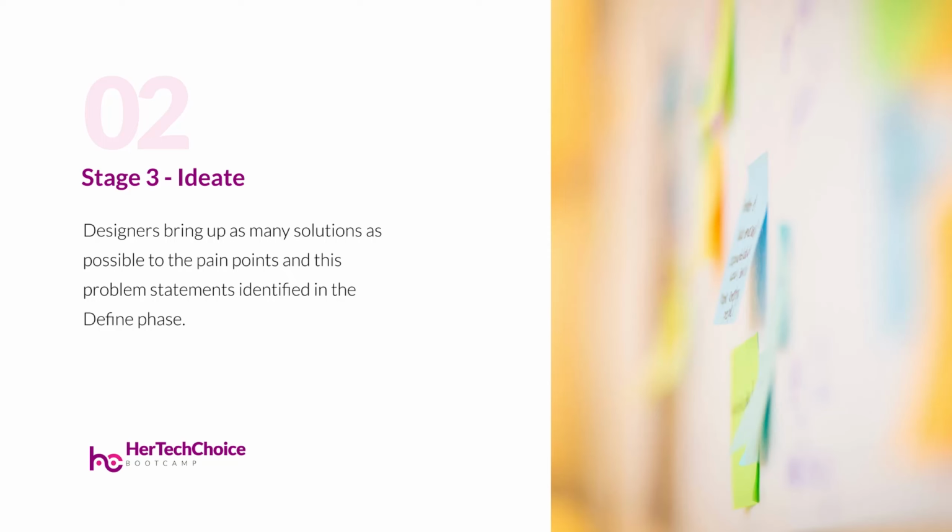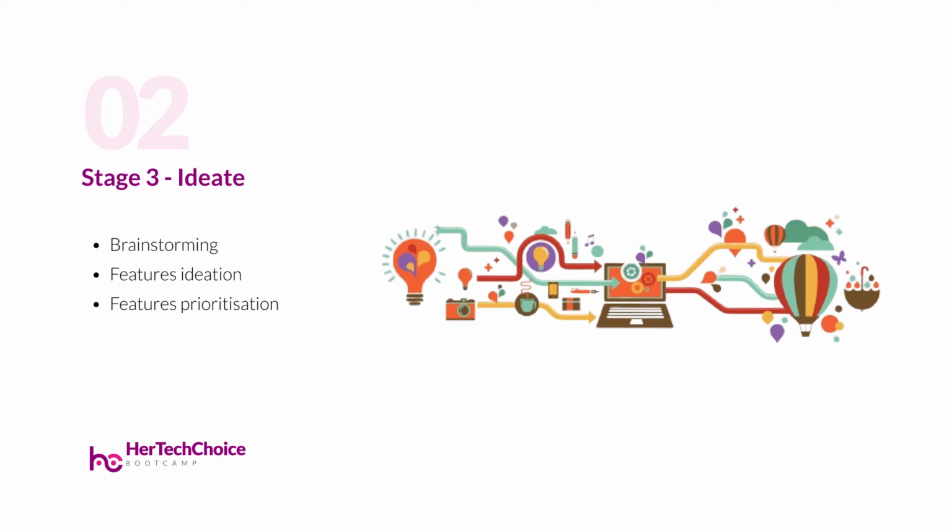By focusing on quantity of ideas rather than quality, you are more likely to free your mind and stumble upon innovations. During the dedicated ideation stage, you will use a range of different ideation techniques such as brainstorming, reverse thinking, and worst possible ideas. In this stage, it involves brainstorming, feature ideation, and feature prioritization.